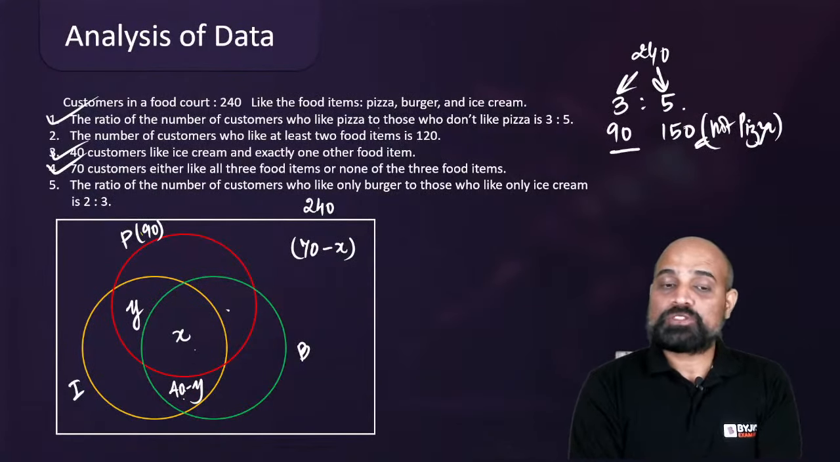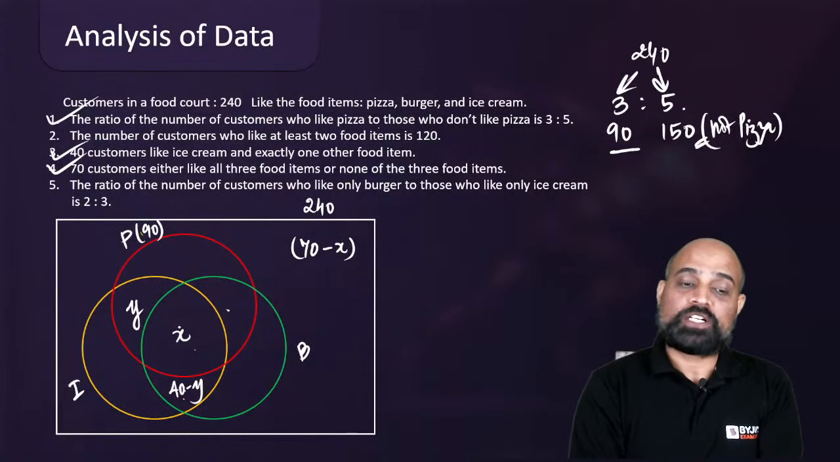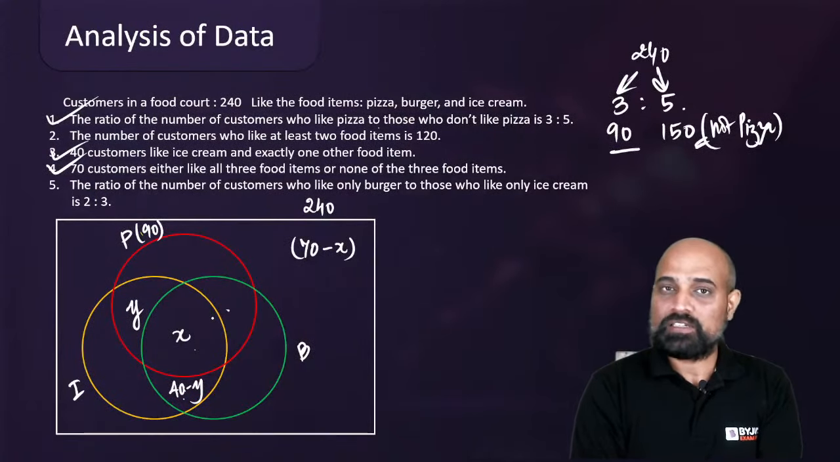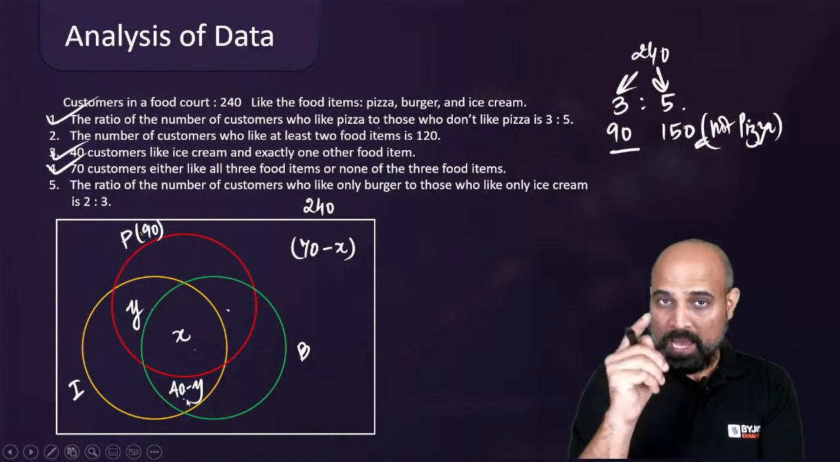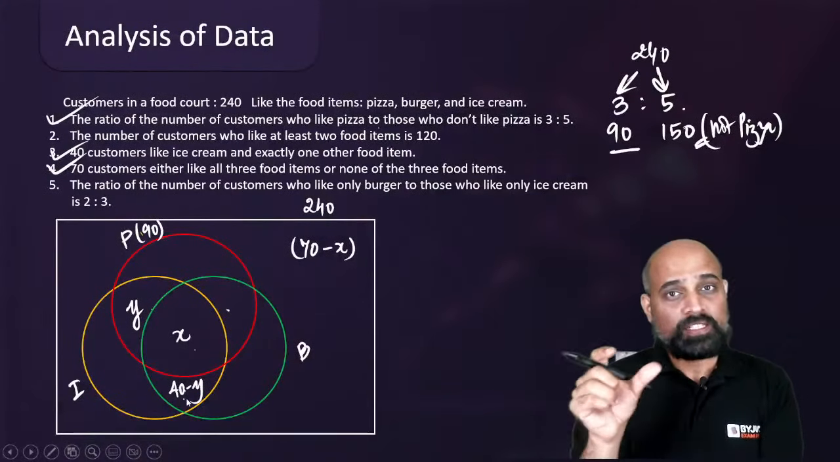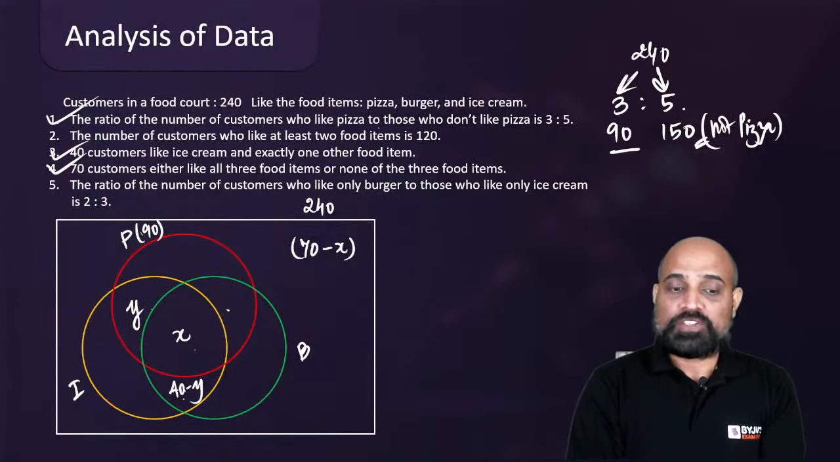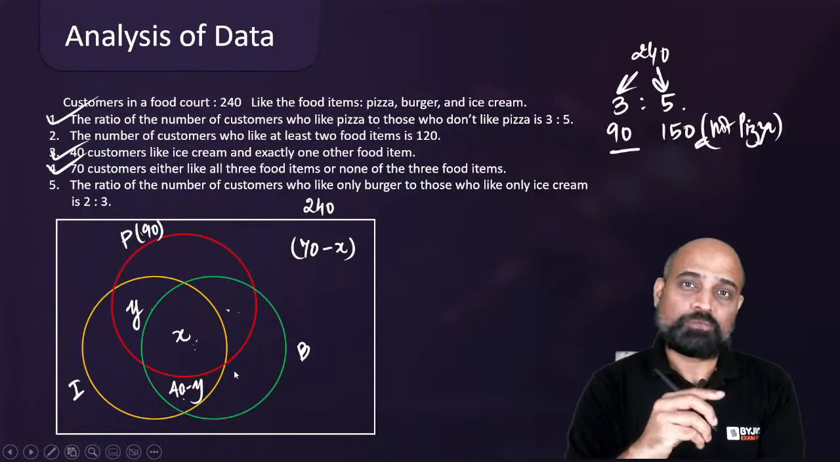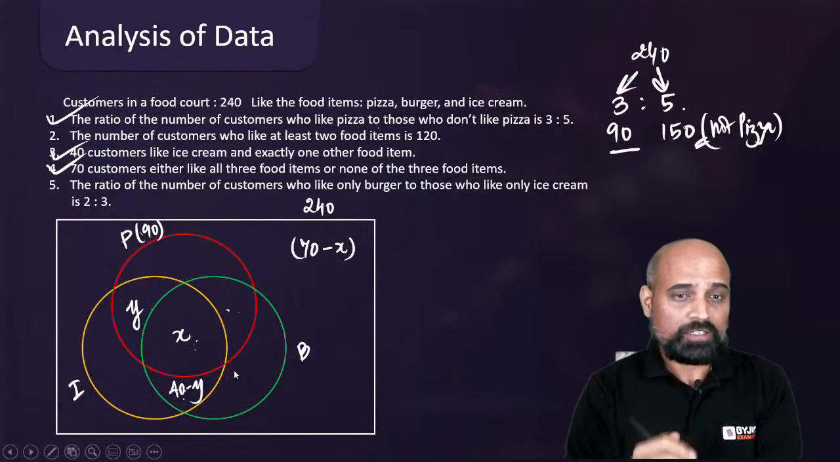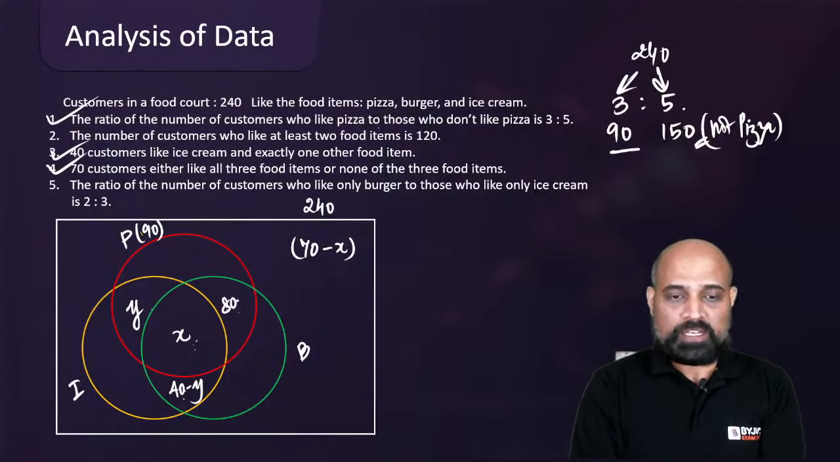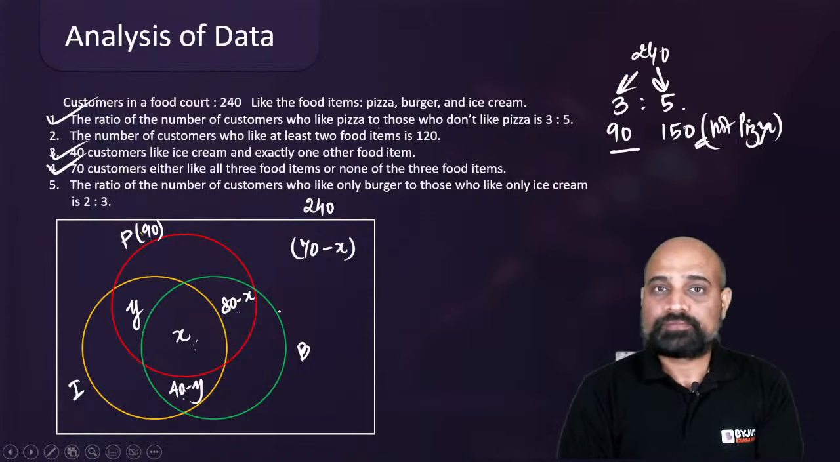The number of customers who like at least 2 food items is 120. So can I say the sum of these 4 regions is 120? Now if you add them, y plus 40 minus y, that will be 40. Already given a third statement. If that is 40, that means the sum of the remaining 2 regions should be 80, because 40 plus 80 is 120. So here we have the remaining 80 minus x. Right? Agreed? Okay.